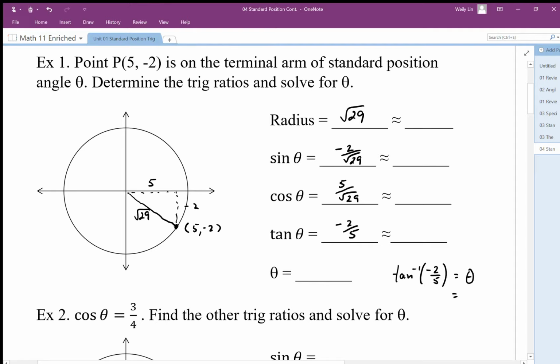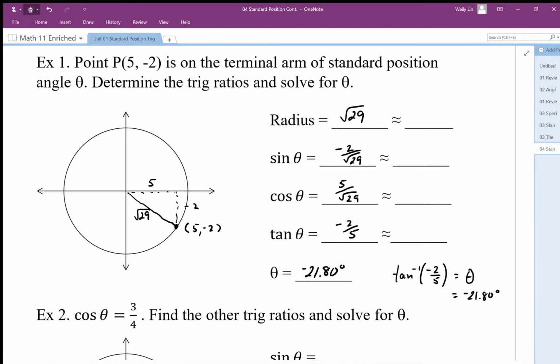Okay, so when I do the arctan of -2 over 5, I end up with -21.80 degrees. So this is going to be -21.80 degrees. Looking at this, we have to make sure that we have the right quadrant. So this angle is in quadrant 4. The theta that we solve for is also in quadrant 4.